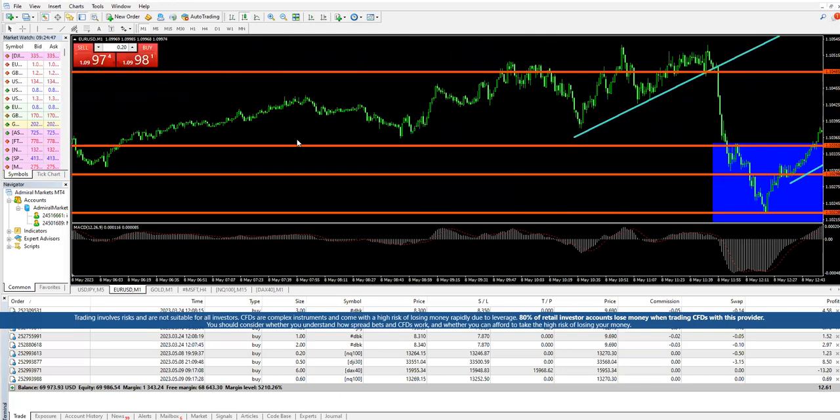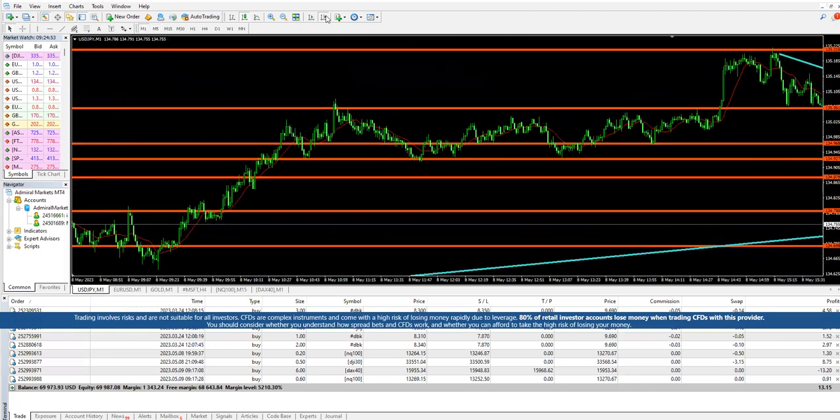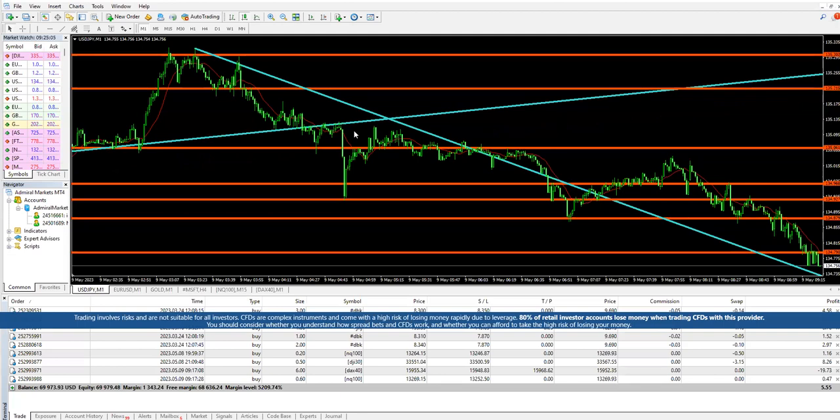Okay, let's go to USD Japanese, M1, just an example. Some theories: double top, or this double top. It's good for shorts, or this one. If you don't see a chart pattern or trend line break-in, you don't trade.